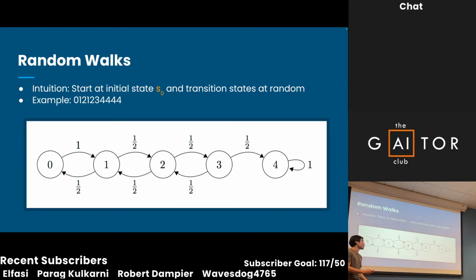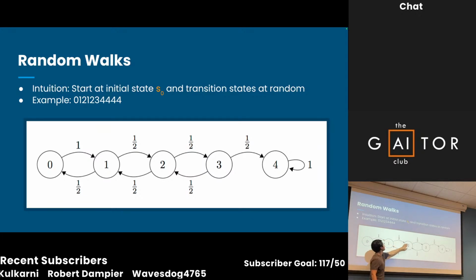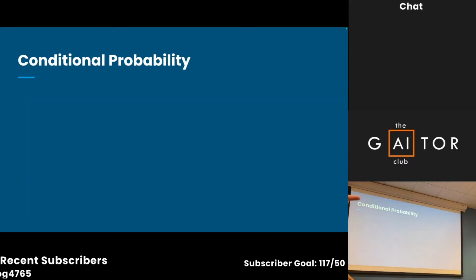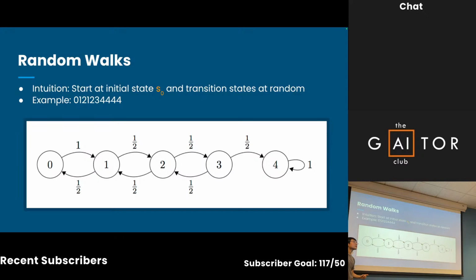Great. Another example of a random walk might be something like 0, 1, 2, 1, 2, 3. And once you're at 4, you can only repeat at 4 because of the self-loop having probability 1. Is this clear? I think he had a question though. Do you have a question? Oh, I was just saying, it can't go from 0 to 2, it has to go through 1 in this example. Exactly.